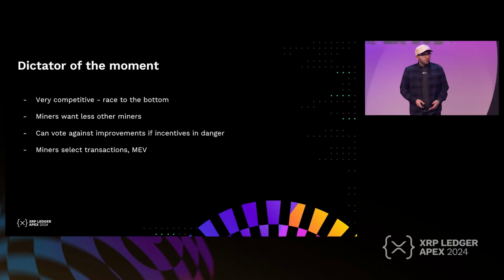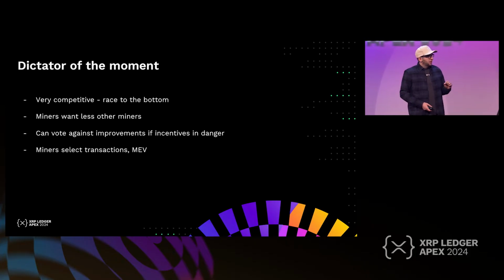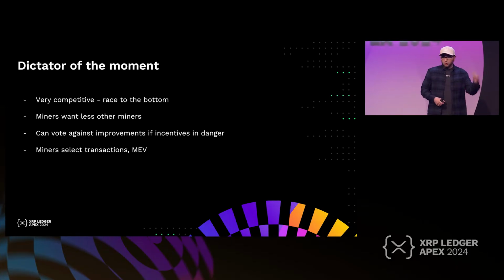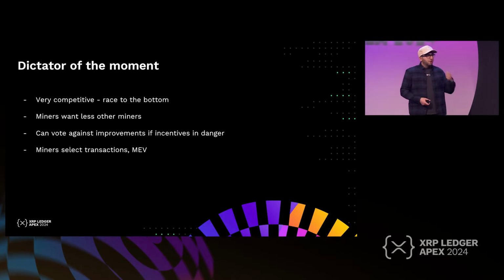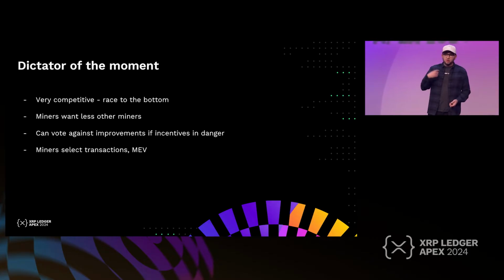Dictator of the moment. We don't have this on the XRP Ledger. We don't have a dictator of the moment. But miners in proof of work do. When they find a block, they have usually constructed the transaction set and ordered the transactions, and it's very competitive. It's a race to the bottom, because whoever gets that block gets the rewards. And miners want fewer miners. If I'm a miner, I don't want you to mine. I want to be the only participant, because this is how I maximize my reward. Anyone else is just increasing my cost, increasing difficulty. I don't want them.